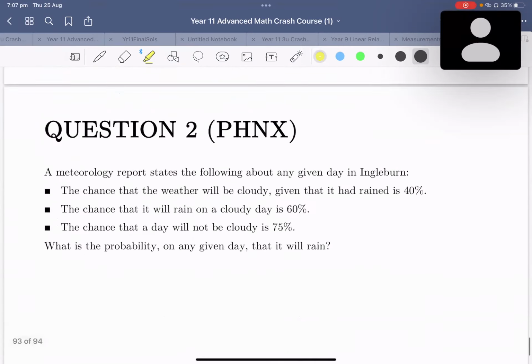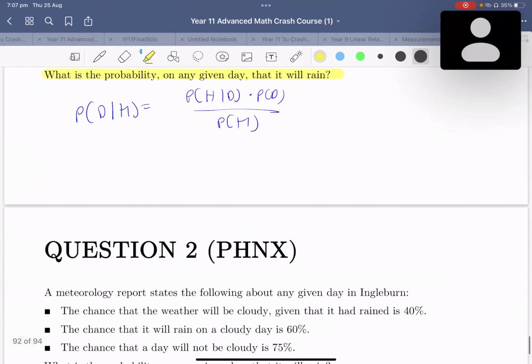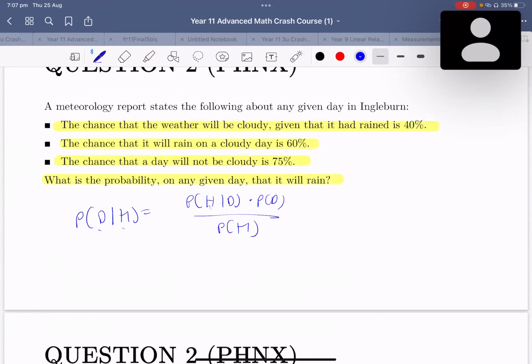Let's break this down now. We have quite a few events we need to deal with. So this is our formula. P(D given H) is equal to probability of H given D multiplied by probability of D over probability of H. So for the probability of rain, we have these two outcomes, right? So let R equal rain, C equal cloudy.